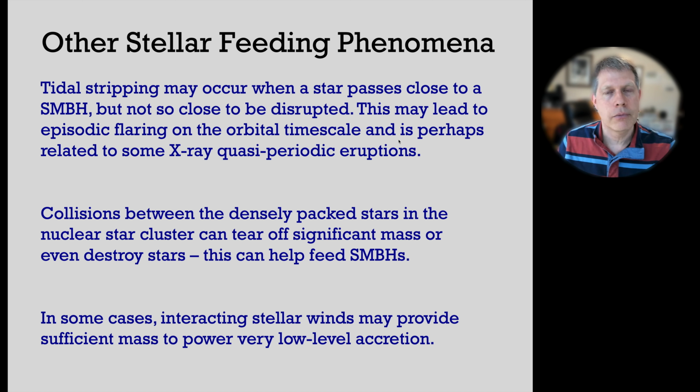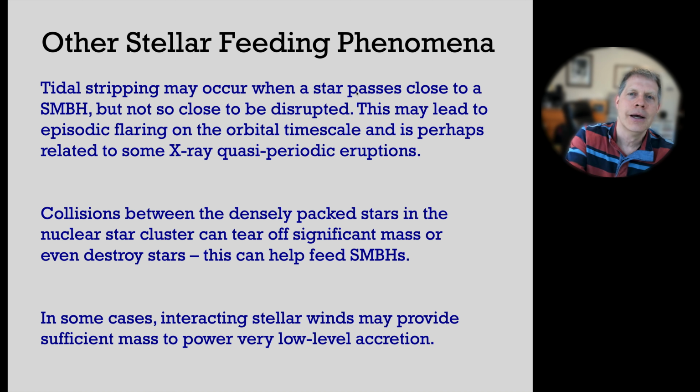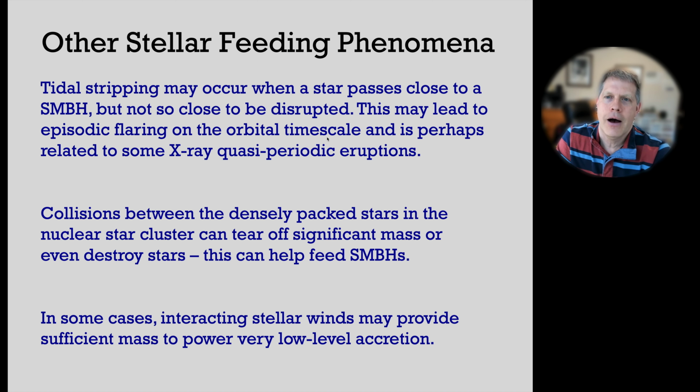Now, I do want to mention that there are other related stellar feeding phenomena as well. For example, tidal stripping may occur when a star passes close to a supermassive black hole, but not so close as to be disrupted. And if that star is undergoing stellar evolution, then over time, as the star evolves, it can spoon feed little dribbles of mass to a supermassive black hole. There indeed are theoretical papers discussing those types of ideas. And this may lead to episodic flaring on the orbital timescale of the star around the black hole. This is perhaps related to some X-ray quasi-periodic eruptions that I talked about earlier on in the lecture on the black hole region. So there may be interesting phenomena associated with that.